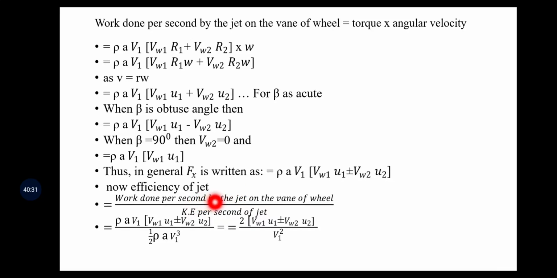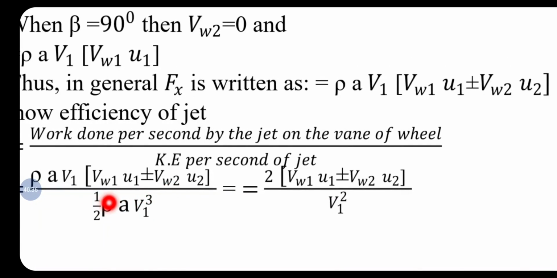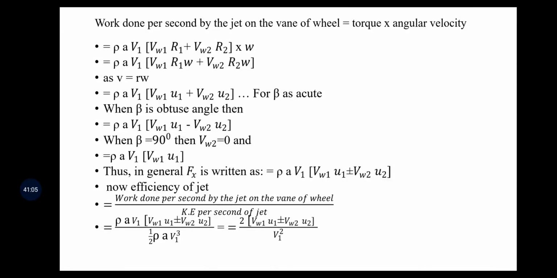So 1/2 m v1 square. We convert mass in terms of density and volume, density into volume per second. Volume per second is discharge, and discharge is area into velocity. So 1/2 rho a v1 square into v1 becomes 1/2 rho a v1 cube. Cancelling the common terms, rho a v1, we get 2 times (Vw1 U1 plus or minus Vw2 U2) by v1 square. This is the efficiency of the jet.